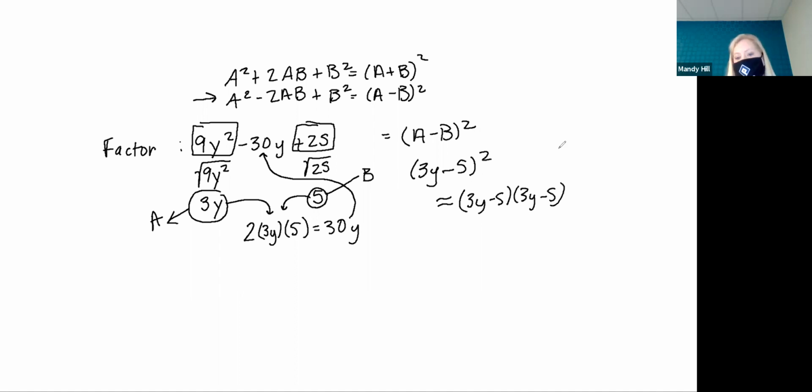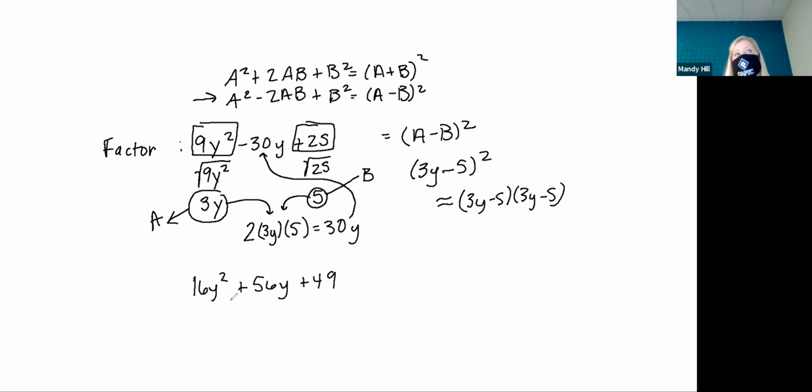If we drew the x and everything like we did before, this problem would work out the same way. This is just kind of a quick shortcut. If this situation happens, you can go a little bit faster and not have to figure all that stuff out. So let's look at another one. Let's say we have 16y squared plus 56y plus 49.